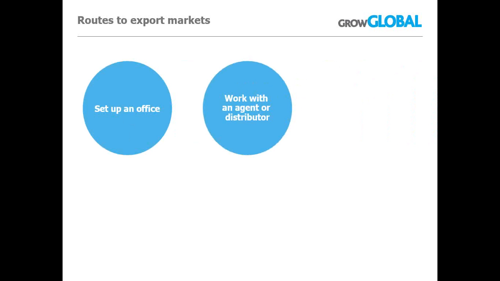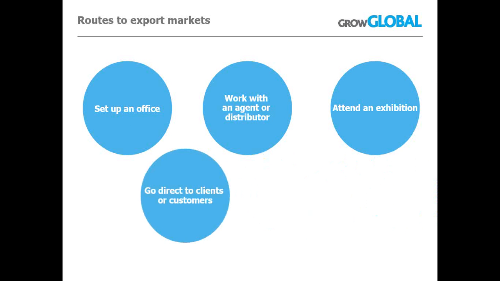So there are various routes that you as a business can take to export markets. You might want to set up a local office, you might want to work with an agent or distributor, you might want to attend an exhibition, especially if you're looking to work with other businesses, i.e. business to business. You might also want to contact your customers directly, like if you're a service company or if you're selling technical products that need to be specified, like an architect or a tooling company or something like that.